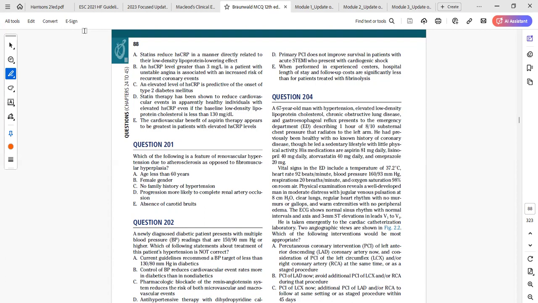So either you do a staged PCI, you first do the culprit vessel, then you go back later to do the other. You just do the one that you feel will improve the patient, most important at that point in time. So that's what I can say. I don't know if that sheds light on what this was about, the culprit vessel. Or do you want me to read through this question?